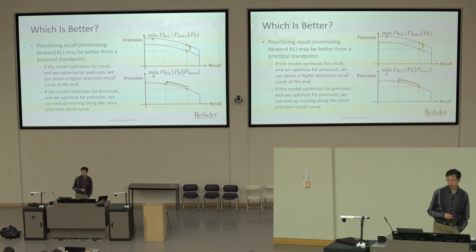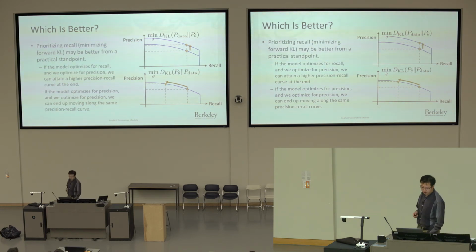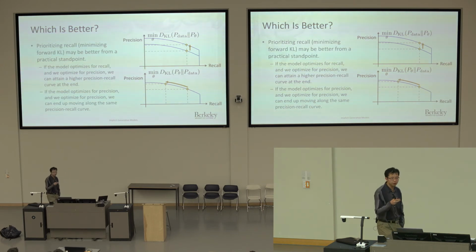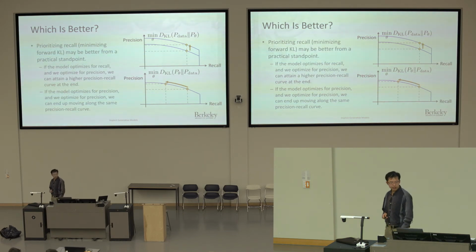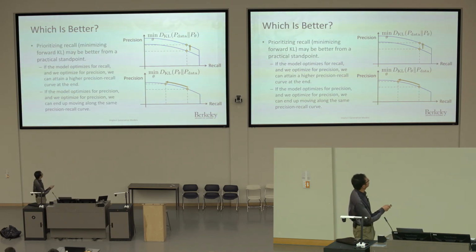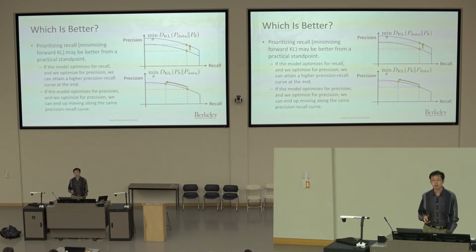On the other hand, if the model optimizes for precision, and we optimize for precision, so both the model and the researcher are looking for sample quality, then we can end up just moving along the same precision-recall curve, without ever having a chance to actually shift this thing up, because we never know what the level of recall actually is.